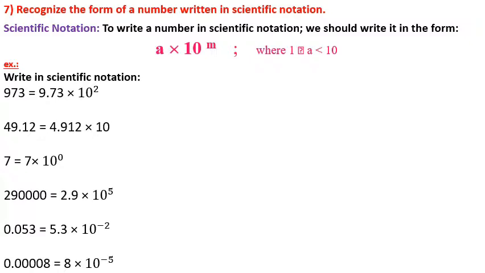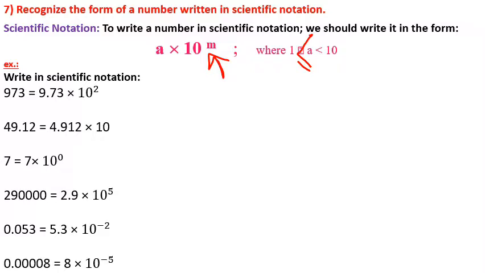To write a number in scientific notation, we should write it in the form of a times 10 to the power m. What's a? By a we mean a number which is between 1 and 10. It can be 1, but it cannot be 10. It can start from 1, but it should be less than 10. And m, the exponent, can be a positive number or a negative number, the exponent of the power of 10.